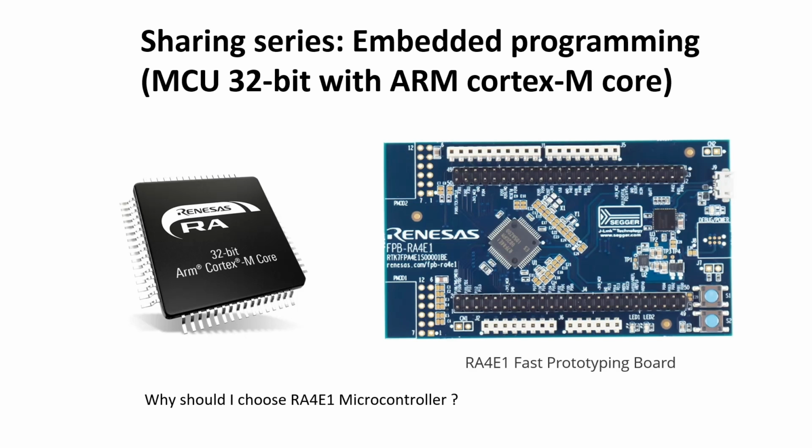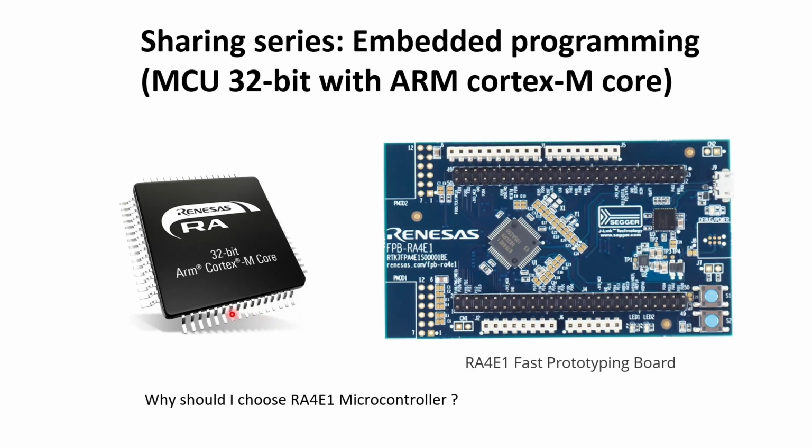In this series of videos, I would like to share with you how to implement embedded programming on a 32-bit microcontroller, which is based on the ARM Cortex-M core architecture. In my series, I'm going to use the Renesas RA4E1 microcontroller for implementing and practicing.